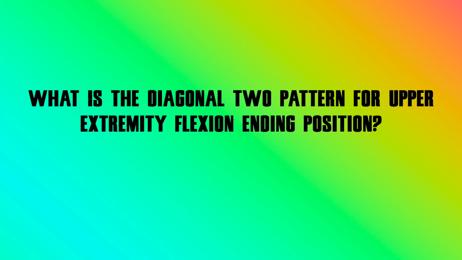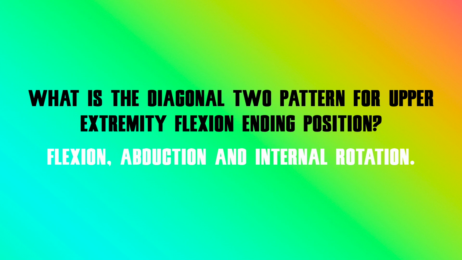What is the diagonal 2 pattern for upper extremity flexion ending position? The answer is flexion, abduction, and internal rotation.